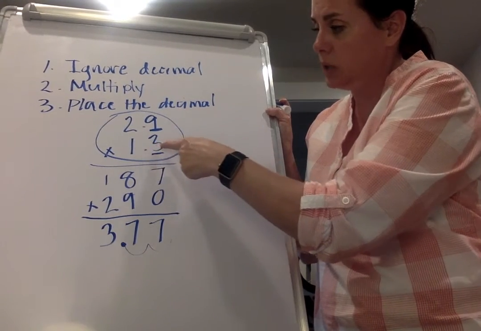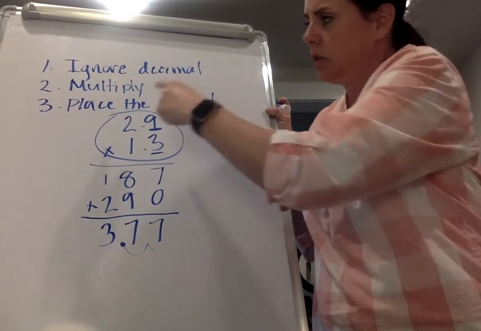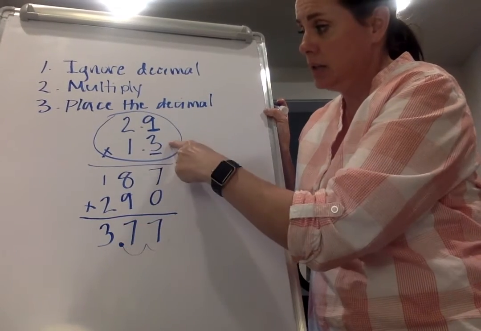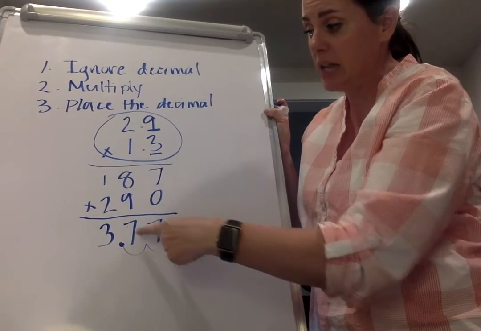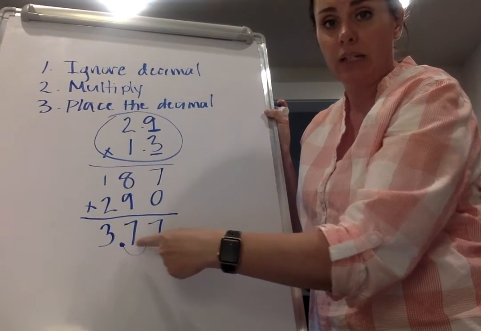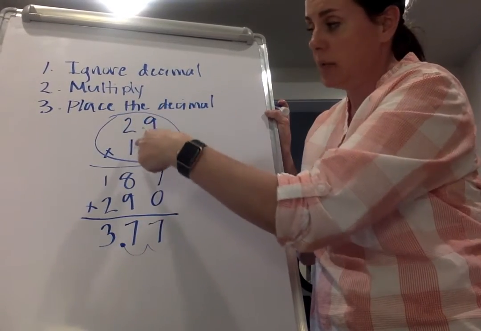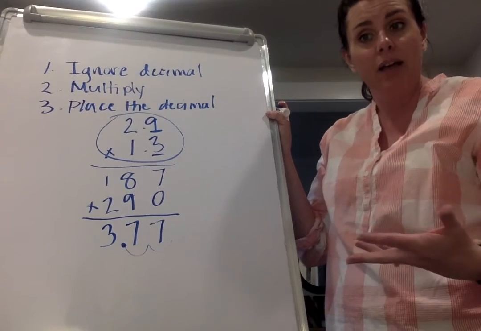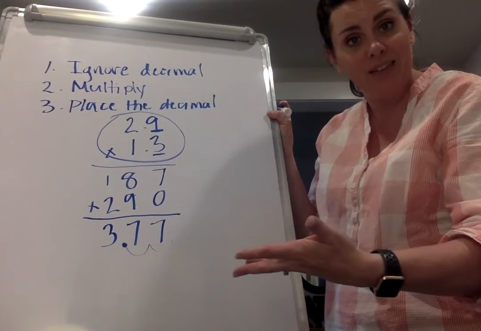And 1.3 is very close to just 1, right? 3 times 1 is 3. Now, I've got 1 and a little bit, so that makes sense that this would be 3 and 77 hundredths. About 3 times 1 is 3, and this is about 3. So my answer is logical. That makes sense.